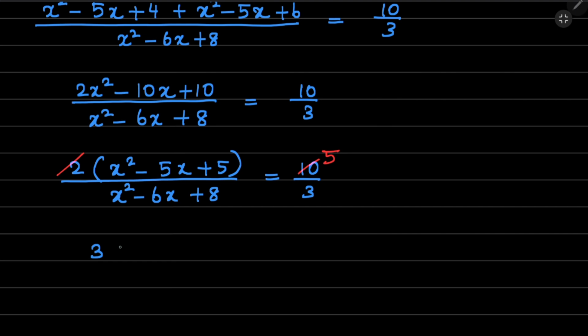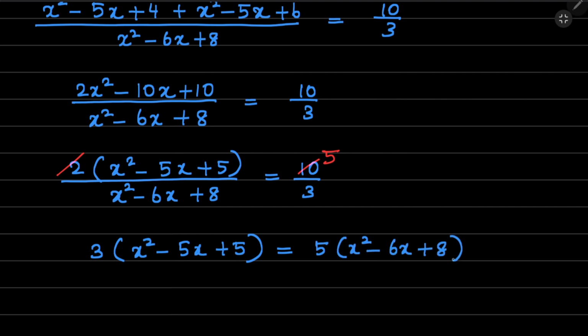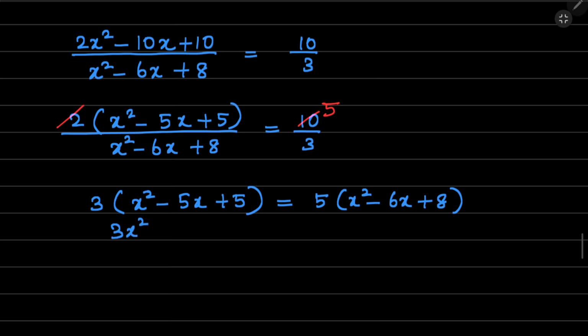When you cross multiply, 3 multiplied by the numerator quadratic polynomial x square minus 5x plus 5 is equal to 5 multiplied by x square minus 6x plus 8. So you have 3x square minus 15x plus 15 equal to 5x square minus 30x plus 40.